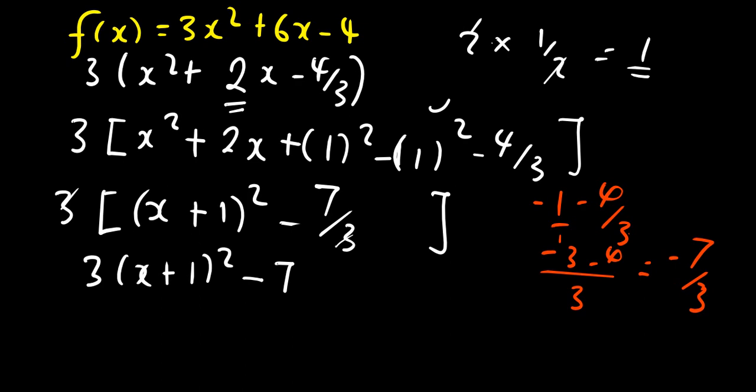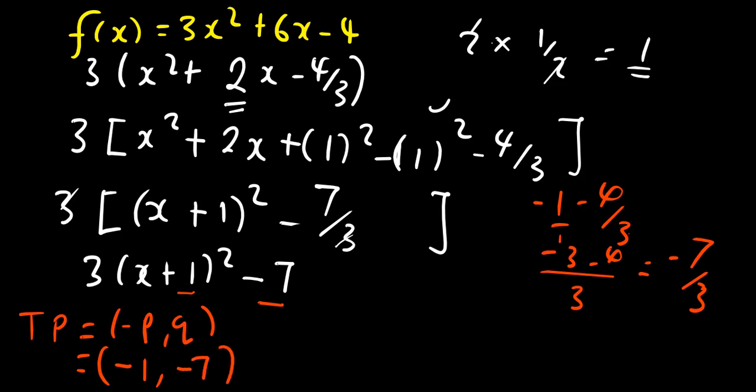Okay, now this is what we have. Your turning point in this case, and like we said, is negative p comma q. Our negative p in this case, we've got 1 here, and it's positive, so it will be negative 1. You just alternate the signs. Then your q is a constant, which is negative 7, so it will be negative 7. So this is our turning point.